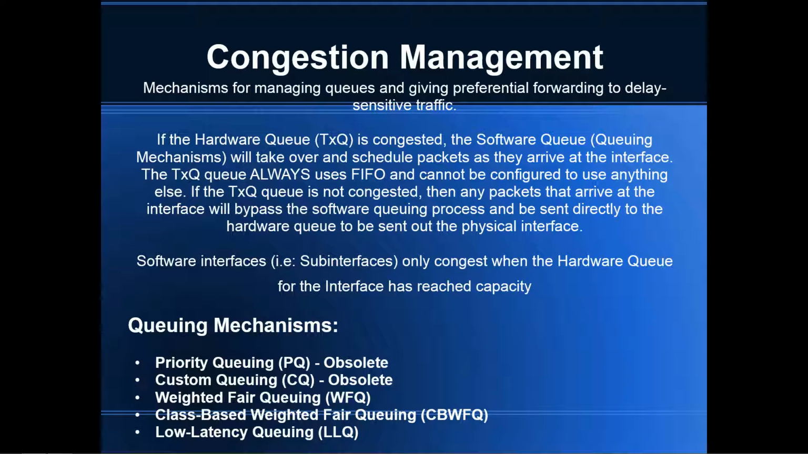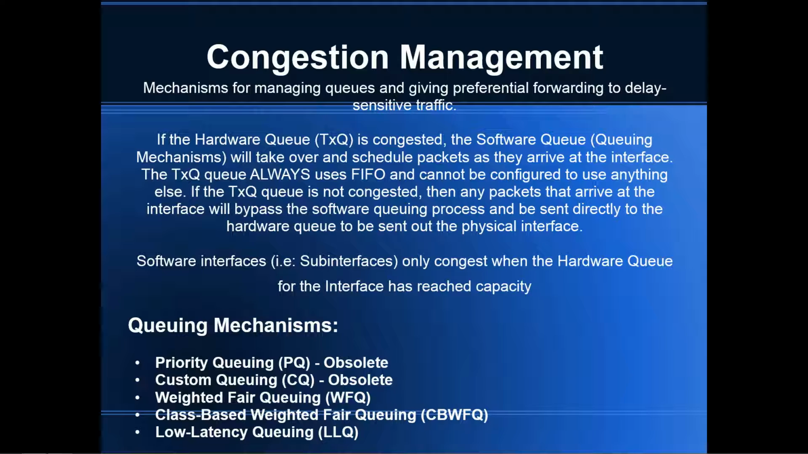So after that, we can start talking about congestion management. One of the issues with QoS is that it will actually queue the messages to be sent out, but what happens when the device is overloaded? That becomes an issue because that's where our congestion comes in. So we have multiple queuing methods. We have priority queuing and custom queuing, both of which are obsolete.